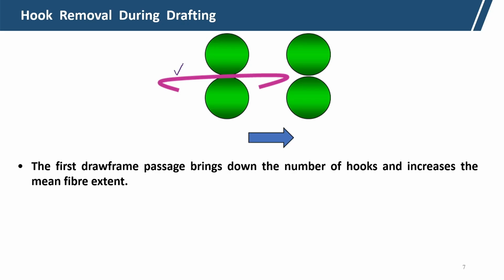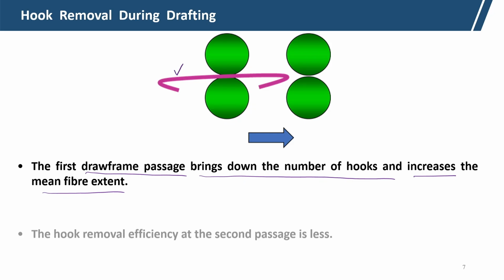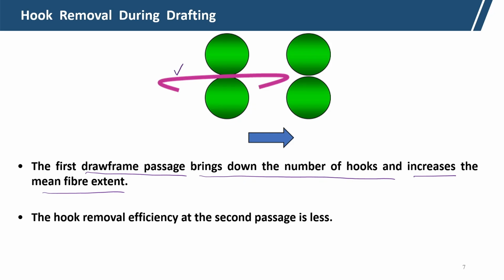The first drawframe passage brings down the number of hooks and increases the mean fiber extent. So, if we use multiple drawframe passages, in the first drawframe passage the hook percent will reduce, okay, and the fiber extent will increase. Hook removal efficiency is less in the second drawframe passage. So, the hook removal efficiency is maximum in the first drawframe passage.